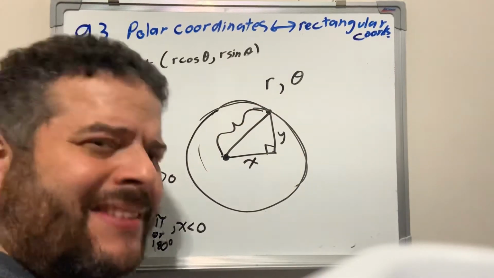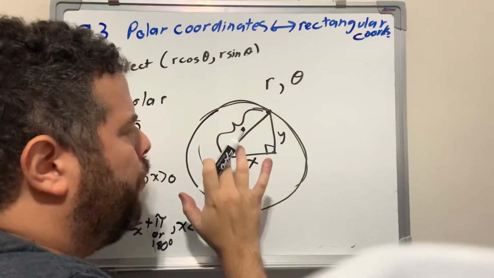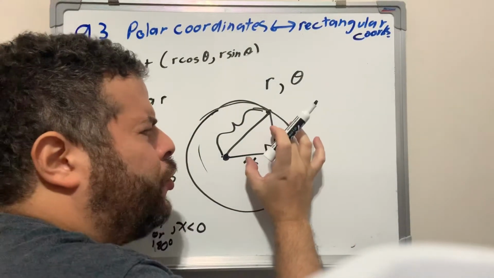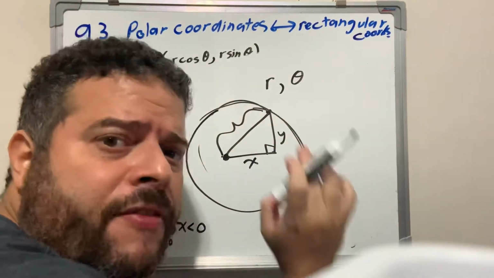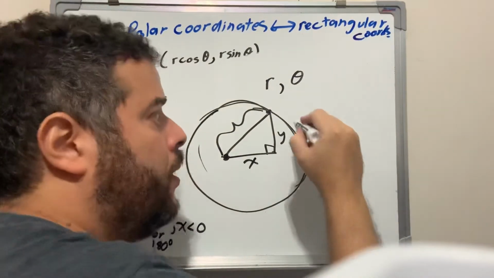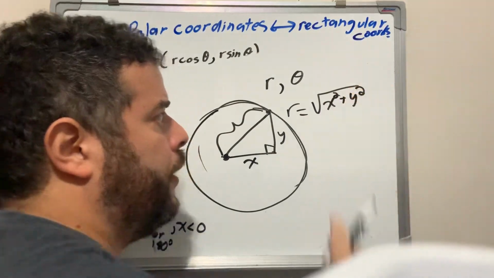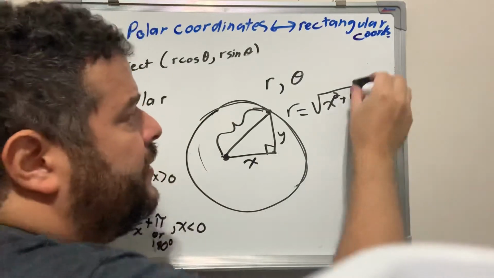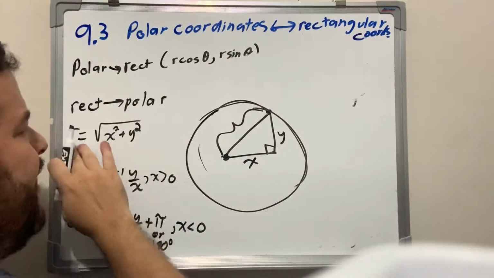Would that not be the distance? If I'm focusing on the circle, that would be the distance from the pole to the point. But if I'm actually looking at the triangle, and that's a right triangle, would that not be the hypotenuse of that right triangle? So in order to find the distance, it's the Pythagorean theorem. r equals the square root of x squared plus y squared. I'm going to explain both, and then I'm going to do an example. So that takes care of our r.